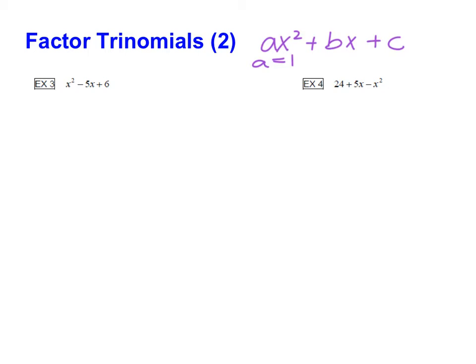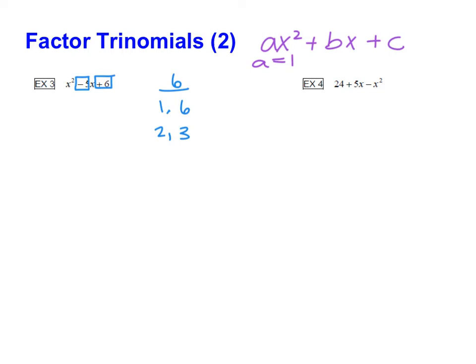So we focus on the c value, the last number, and we say we want factors of 6 that add up to a negative 5. So your factors are 1 and 6 or 2 and 3. Now what I noticed though is 1 plus 6 is 7, 2 plus 3 is 5, but we need to add up to a negative 5.